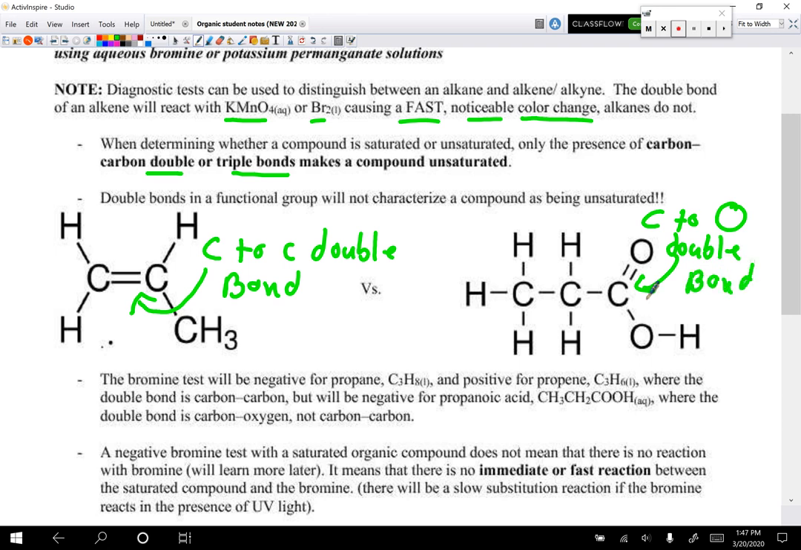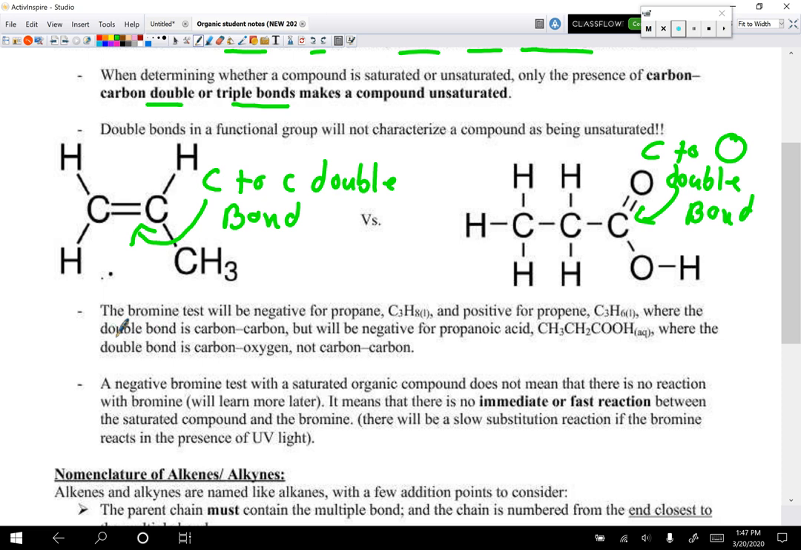So this one will give a negative test on the diagnostic test. All right, and that's what this little paragraph down here explains. So a bromine test will be negative for propane because it's fully saturated, and positive for propene because it's unsaturated, where the double bond is carbon to carbon.